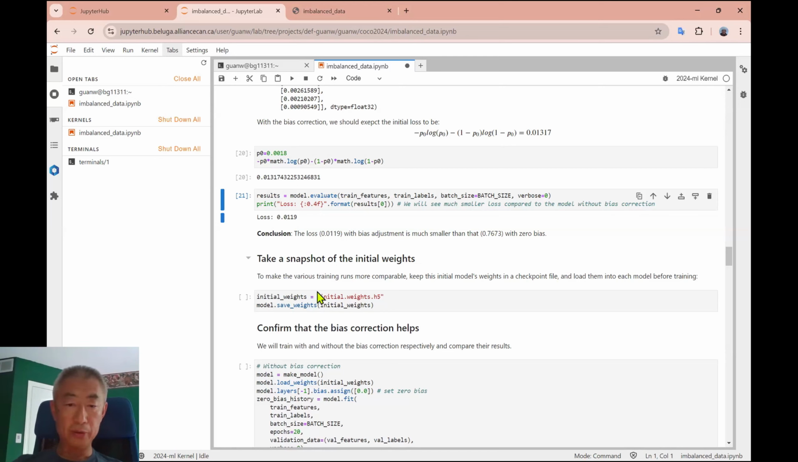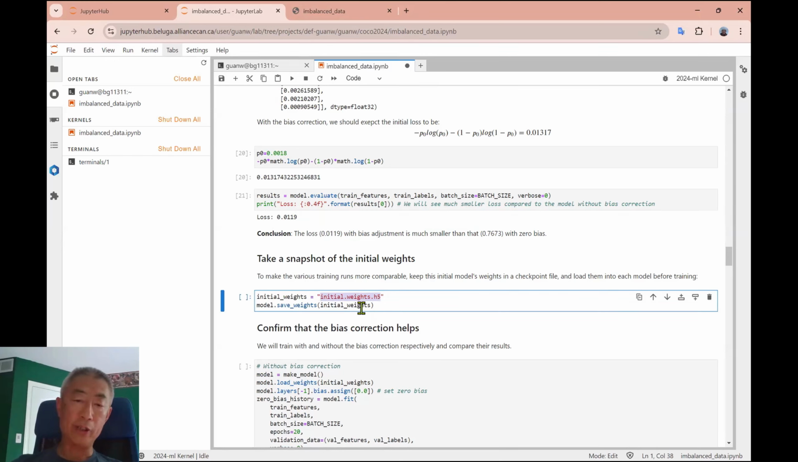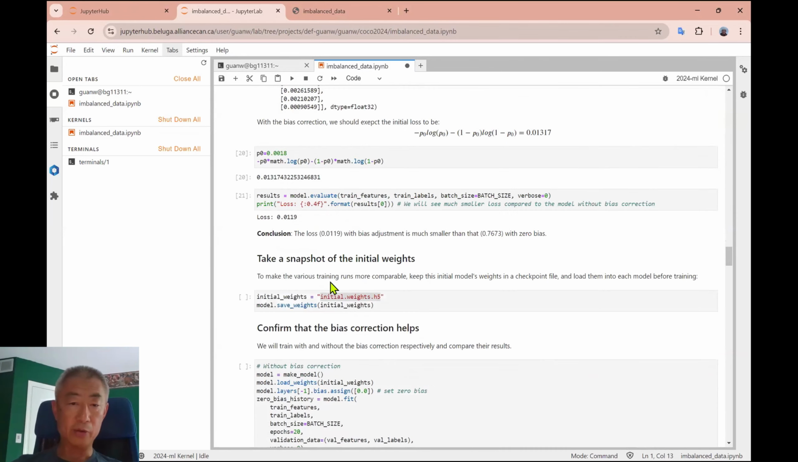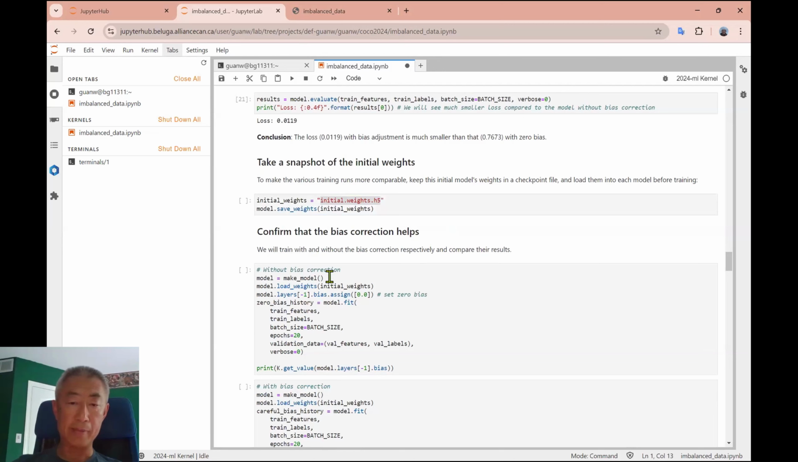So what we do is we first take a snapshot, saving the weights of the neural network into a file called this one, and later on we can load it in. Because without training, most of the weights are initialized randomly. Only the bias is what we gave in this number. The rest of the trainable parameters are initialized with random numbers. So we take a snapshot of this one.